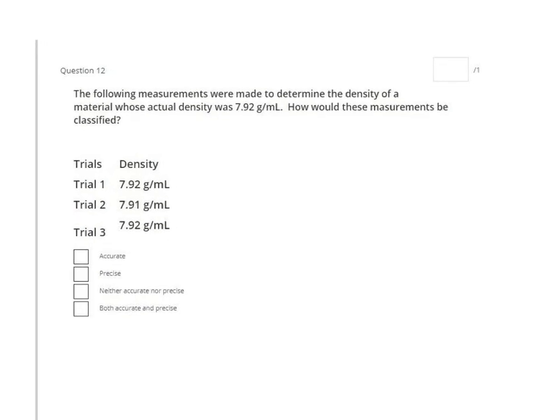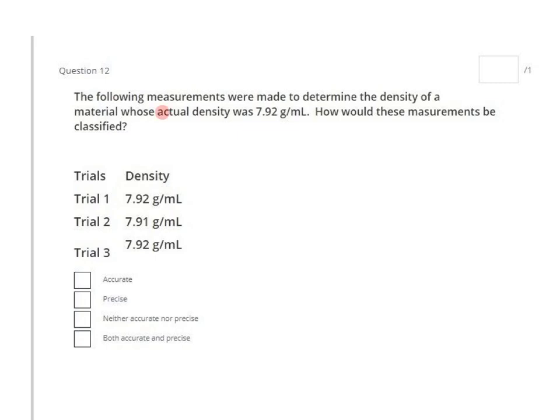And the last one here. The following measurements were made to find the density of a material whose actual density was 7.92. So it's telling you what the actual density of this substance was. So you've got to compare the data to what it actually was or should be. So I've got trial 1, 7.92, 7.91, and 7.92. Ask yourself, are any of these 3 the same as this? And I would say yes. Trial 1 and trial 3 are definitely the same as 7.92. 7.91 is not, but it's within 100th. It's very close. So I would definitely say that they are accurate.